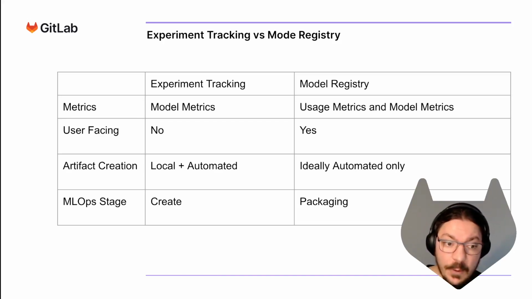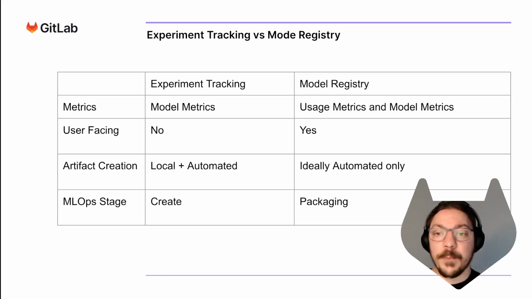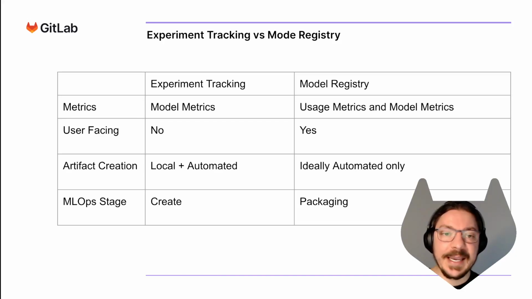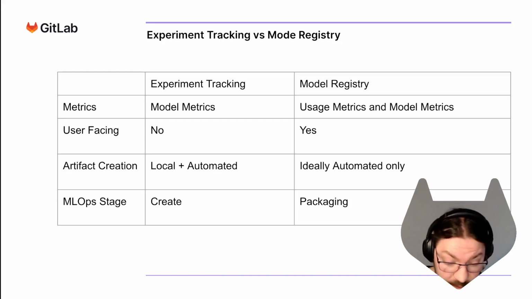Another difference is the stage. Where does each one belong in the MLOps/develop stage? Experiment tracking is more associated with the create stage, so when the user is still creating their code, still creating their machine learning ideas, while the model registry is more on the packaging side. So you already have a model that you want to push to production. You create a model over there. You promote a candidate into a model version. Yeah, and those are the differences that I had.